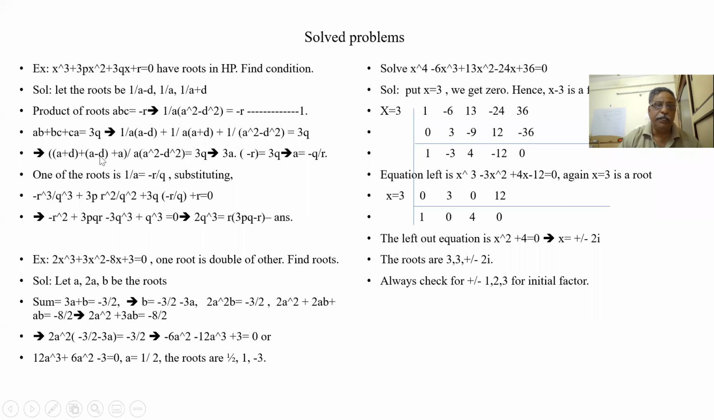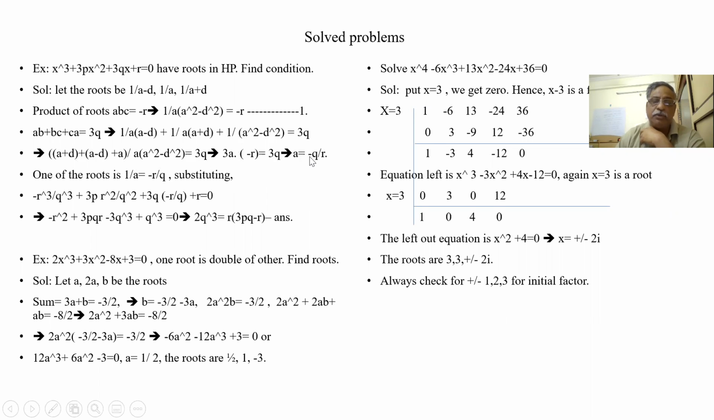See, d gets cancelled. A plus a plus a, 3a by a into a square minus d square. But a into a square minus d square is minus r. So 3a into minus r is equal to 3q. So I got a here. So what is the root? 1 by a is the root.